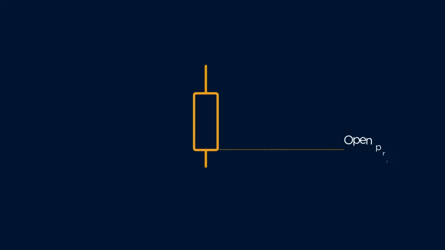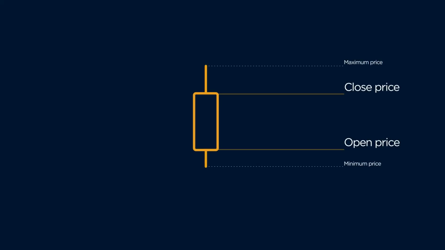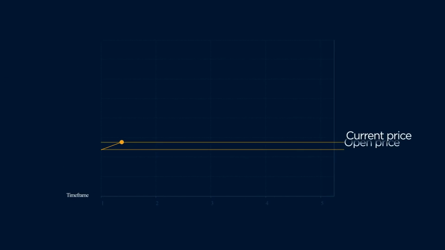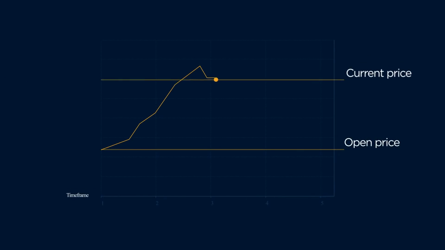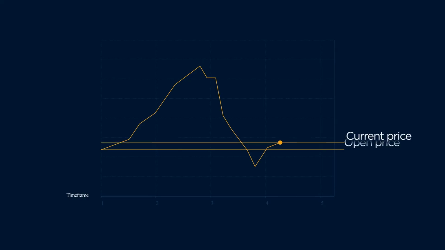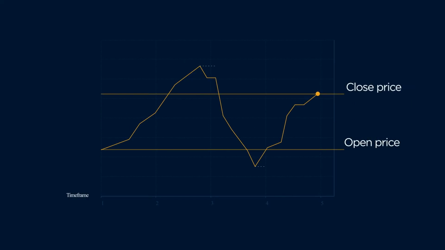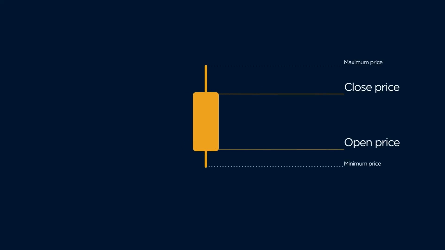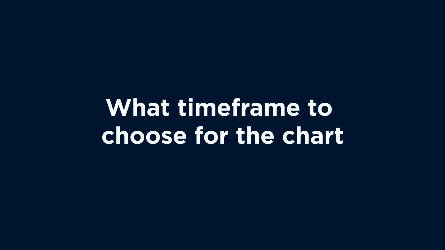One Japanese candlestick is basically a linear chart representing a price for a selected time frame, but shown in a more compact form. Take a look at how a linear chart that represents a growing price converts into a white Japanese 5-minute candle. Now this is how a linear chart that represents a falling price converts into a black Japanese 5-minute candle. What time frame to choose for the chart?